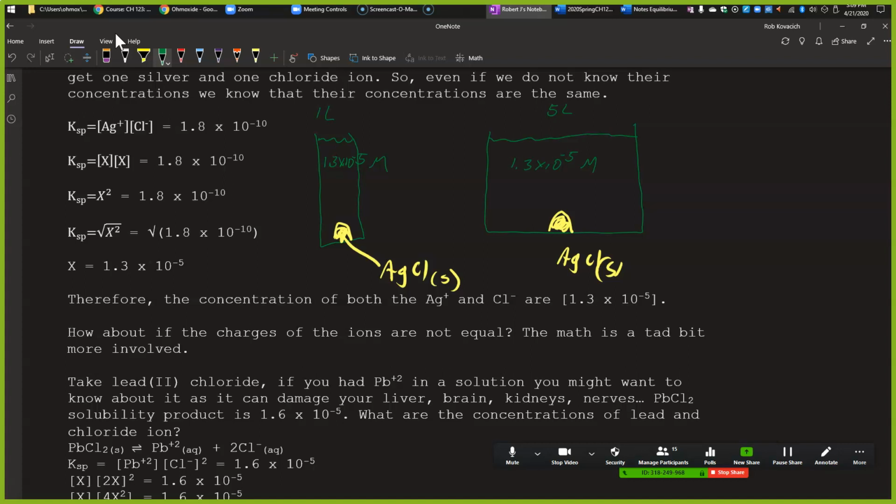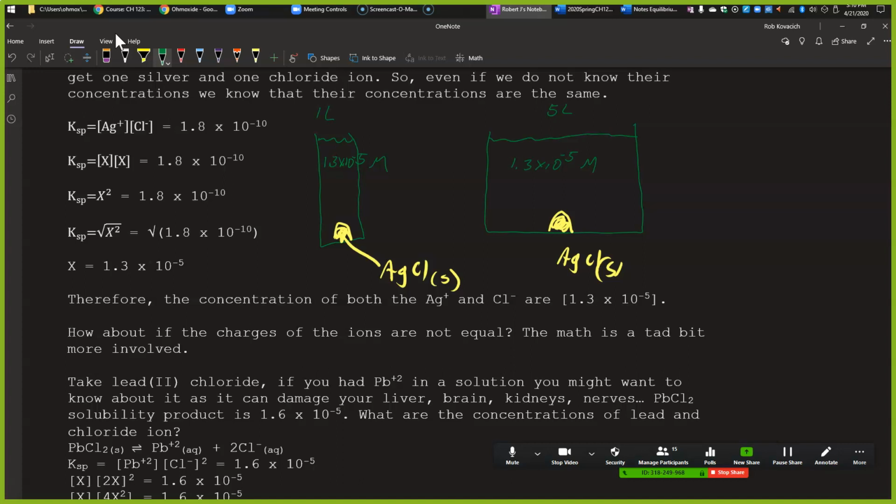Are you filling them both with water? Yes. So it's moles per liter. They're both moles per liter. And that's solid silver chloride? That's solid silver chloride. If that's solid silver chloride, then wouldn't it just be 100?